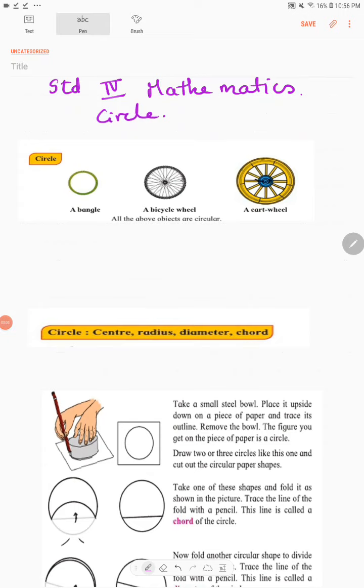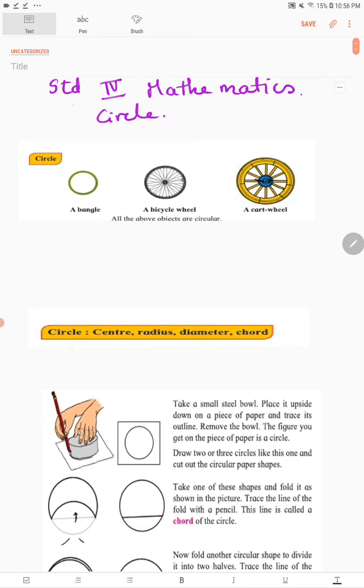Hello friends, today we'll see standard 4th mathematics, the first chapter. The next part is circle.